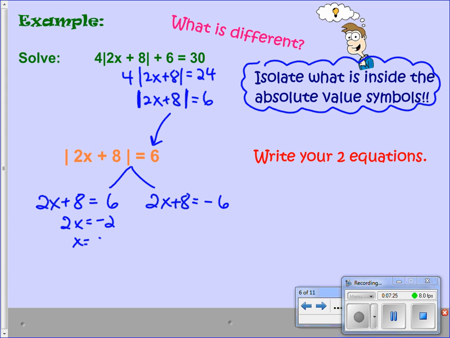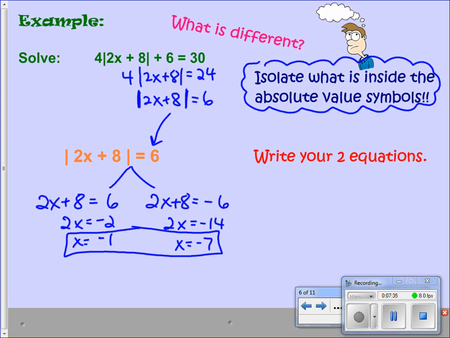So x equals negative 1, or x equals negative 7. But if x equals negative 1, remember we always plug it back into the original. 2 times negative 1 plus 8. And for the other, 2 times negative 7. Okay, now checking these, this would give me negative 2 plus 8 would be 6, times 4 would be 24, plus 6 would be 30.